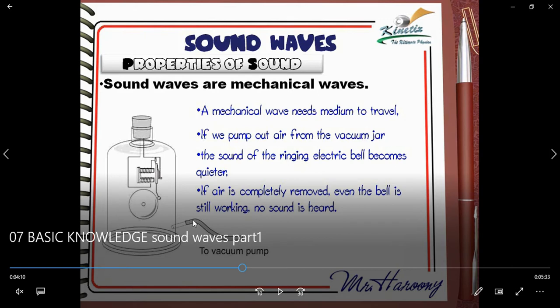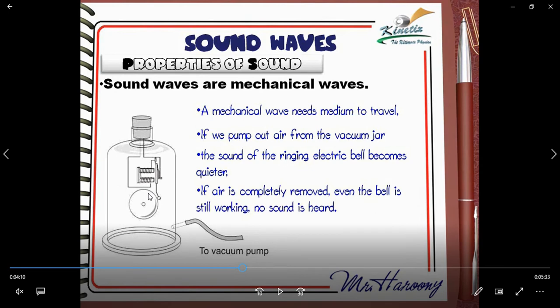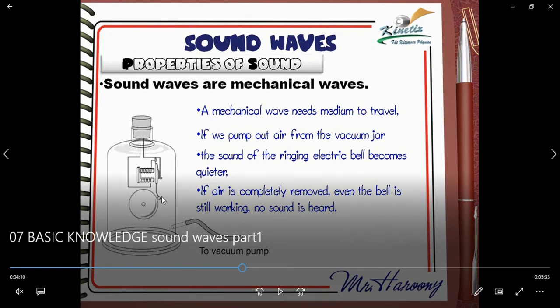You can see a pump here, and we can slowly take out the trapped air from this jar. At the beginning you can hear the sound, and as we very slowly take out the air through this channel, you find that the sound decreases. After a certain time you will see the vibration of this bell, but you can't hear any sound.